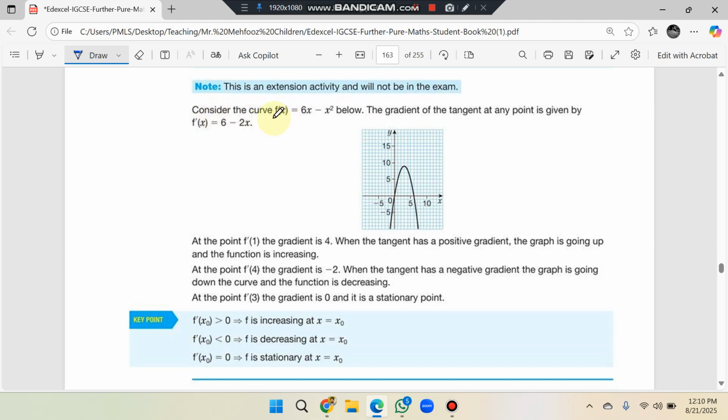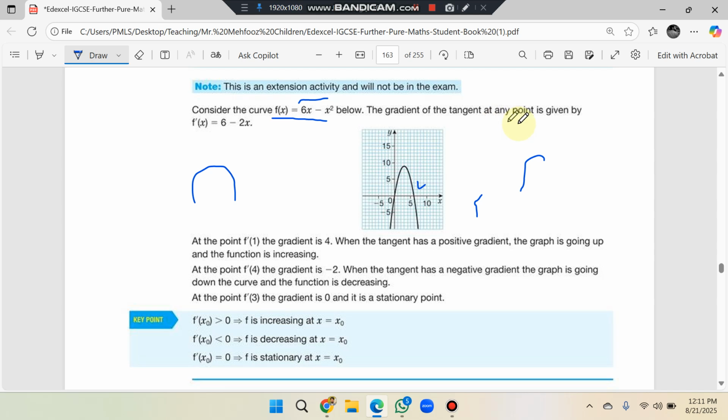Consider the curve f of x equals 6x minus x squared. We have already seen that this is a quadratic function, and if a quadratic function has a negative coefficient of x squared, then we have a parabola in the opposite direction. So this is the graph of this function.